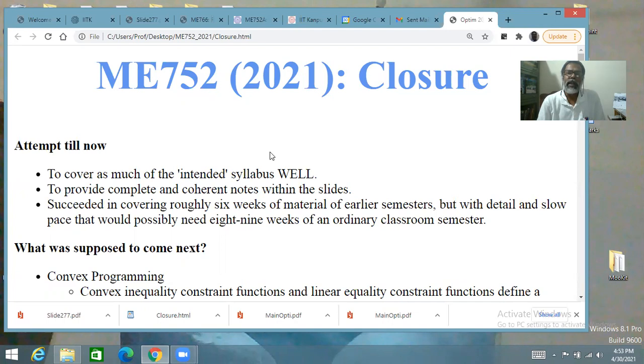So, till now, I have attempted to cover as much of the intended syllabus as I can. But whatever I cover, I try to cover well. Now, in earlier years also, I was covering it well, but in earlier years, it was easy. The notes and slides that I have prepared for this course are so comprehensive, so well prepared, that many students use my course website in lieu of a book.